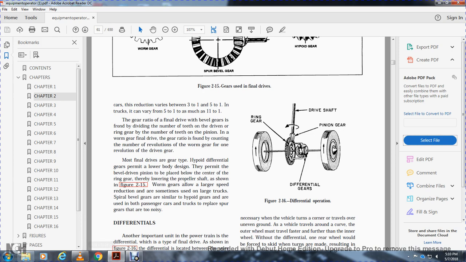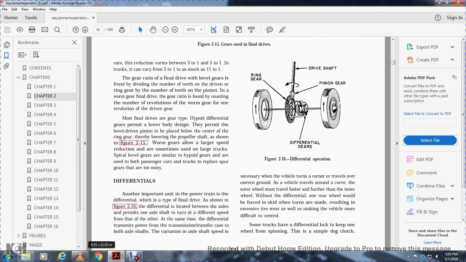Spiral bevel gears are some of the hypoid gears, although both passenger cars and trucks were replaced with the spur gears that are too noisy.